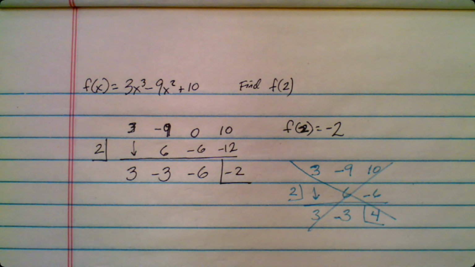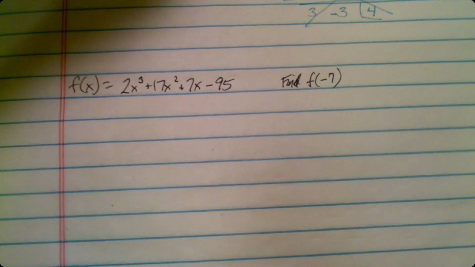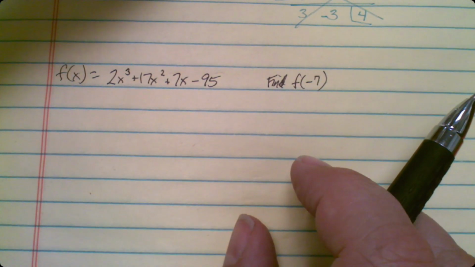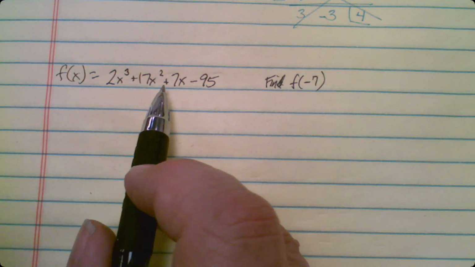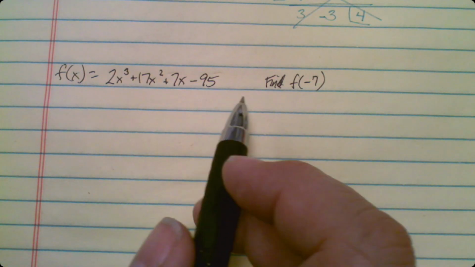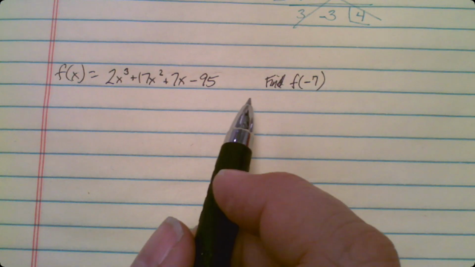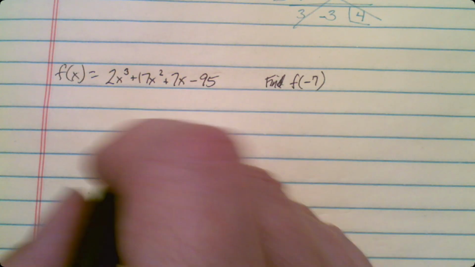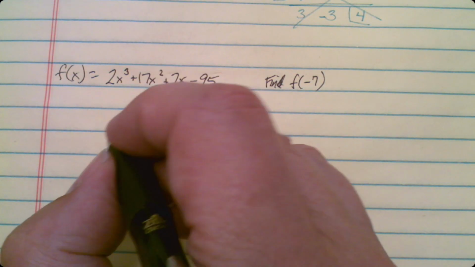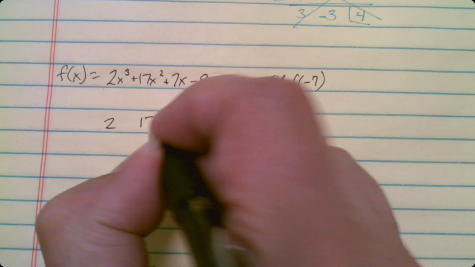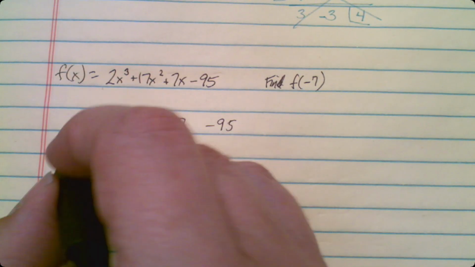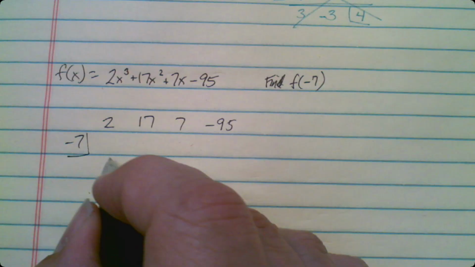Let's go ahead and do another example. I'm going to skip down here to this example right here. I've got f of x equals 2x to the third plus 17x squared plus 7x minus 95. And the question is, what is the value of this when x is -7? What is f of -7? So once again, 2, 17, 7, -95. Evaluating this at -7.